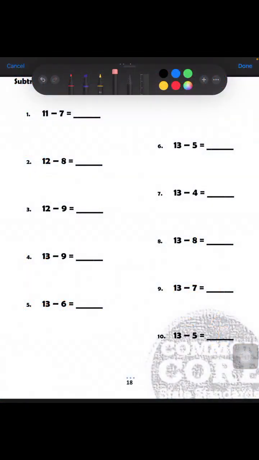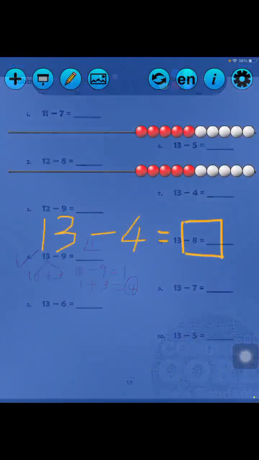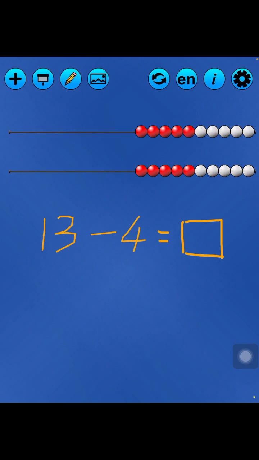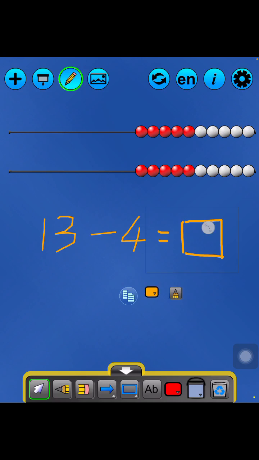Okay, we talked about question 4, and we need to find 13 minus 9. We first split 13 into 10 and 3. And 10 minus 9 equals 1. 1 plus 3 equals 4. So the answer is 4. And then we talk about question 7. Question 7, we need to find 13 minus 4.